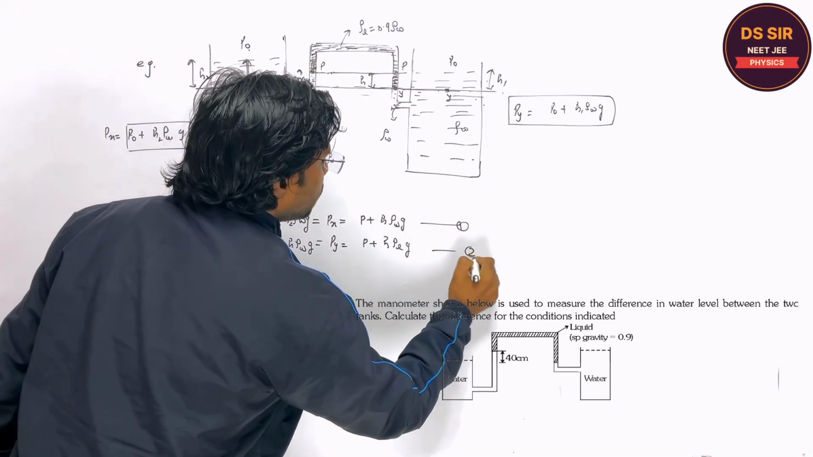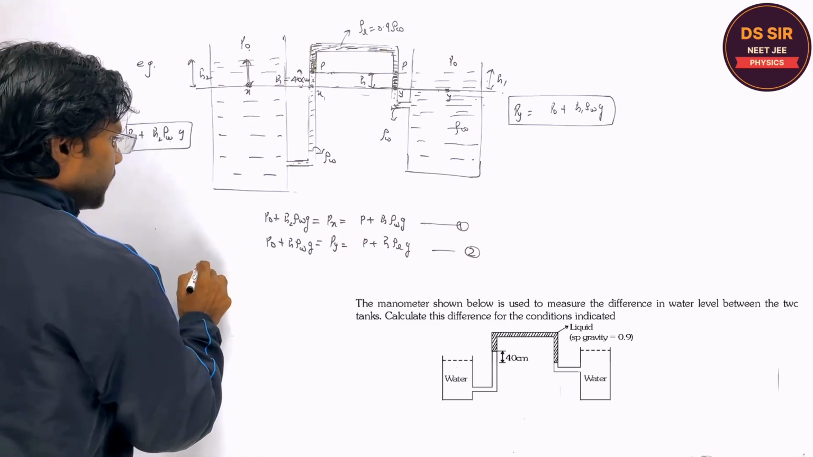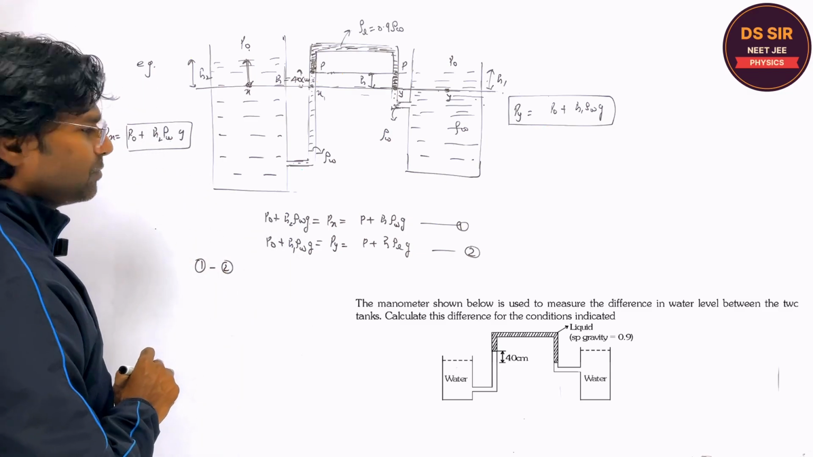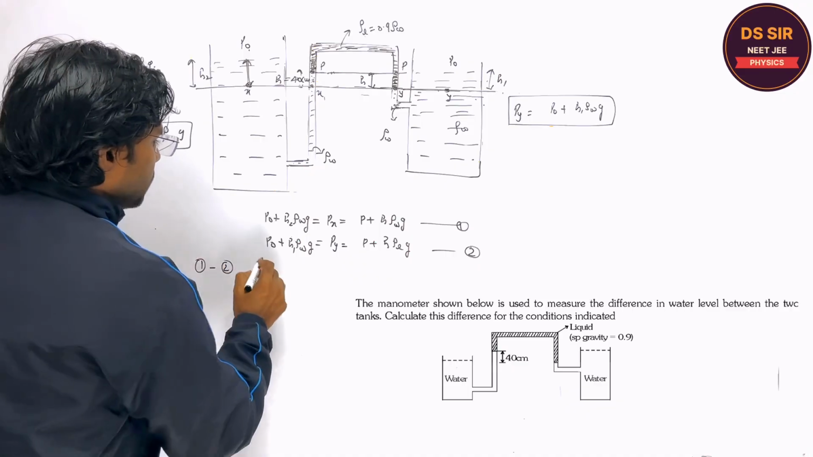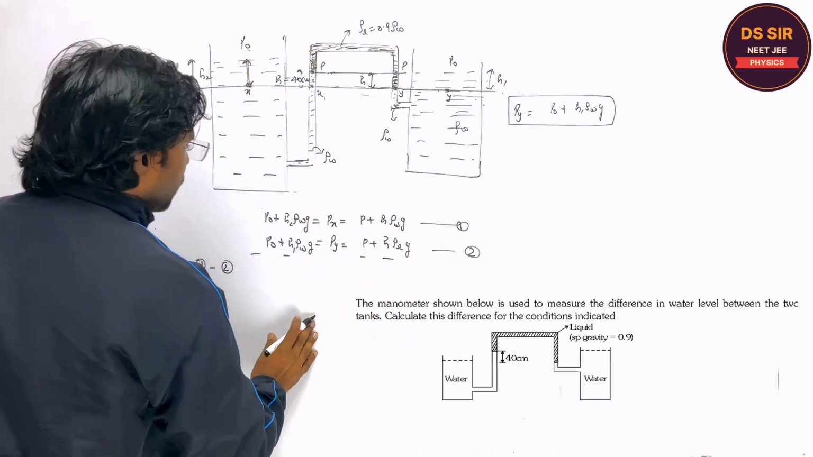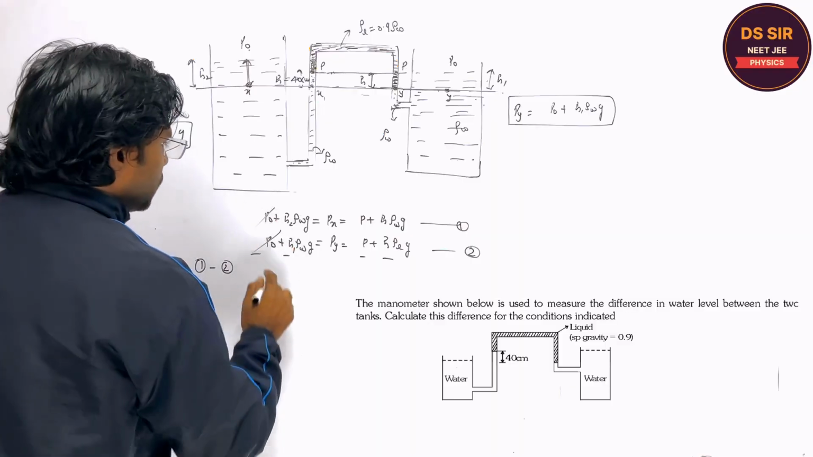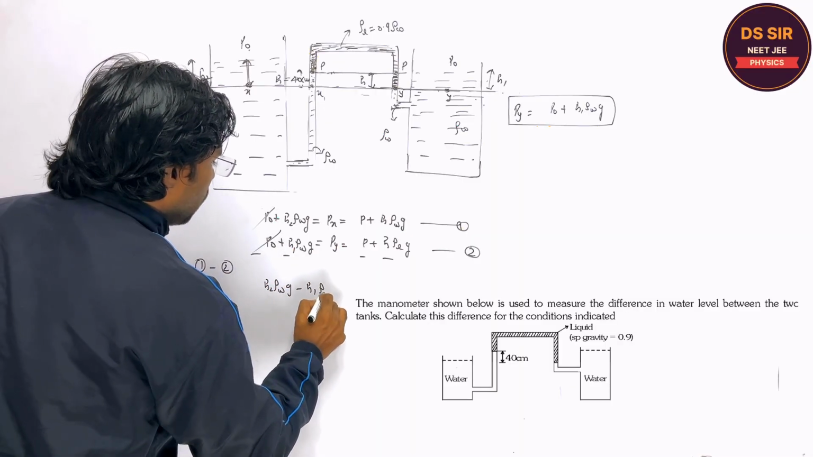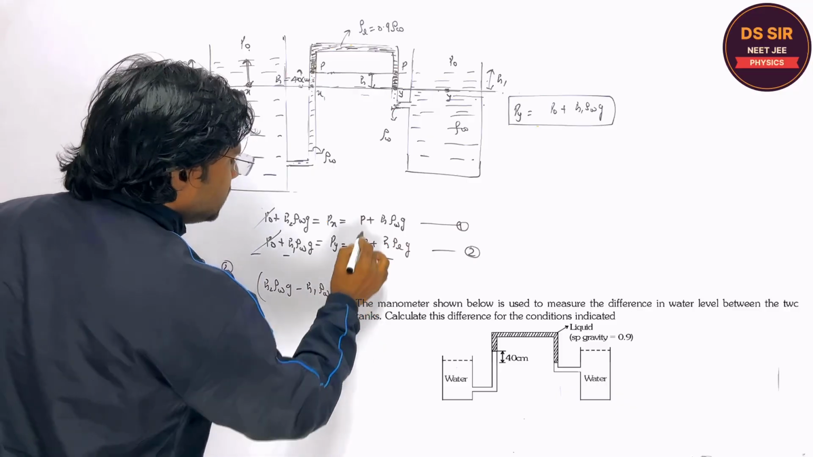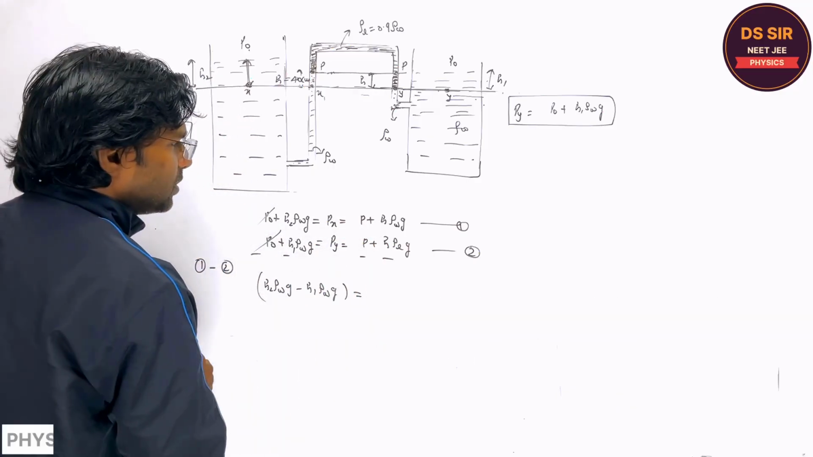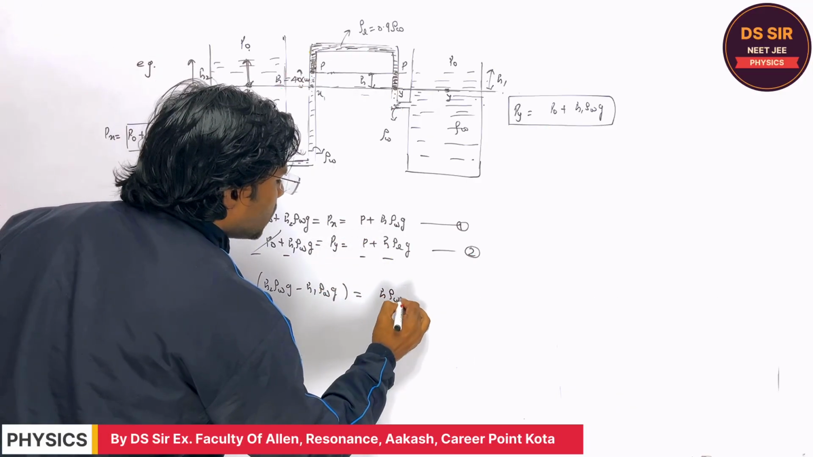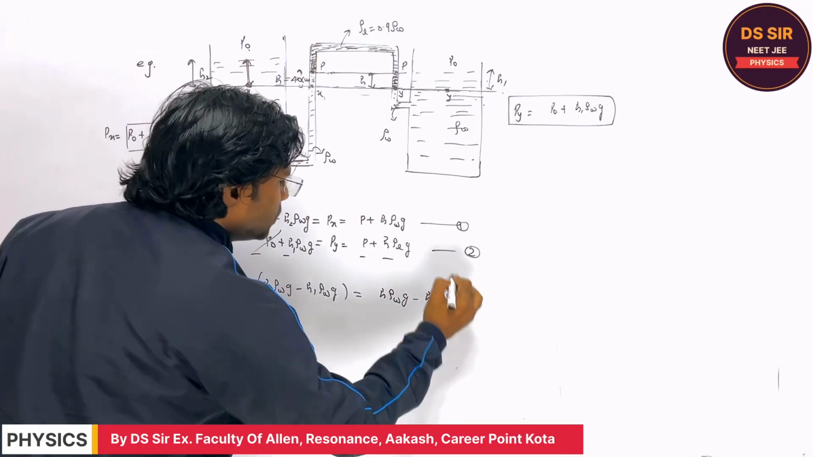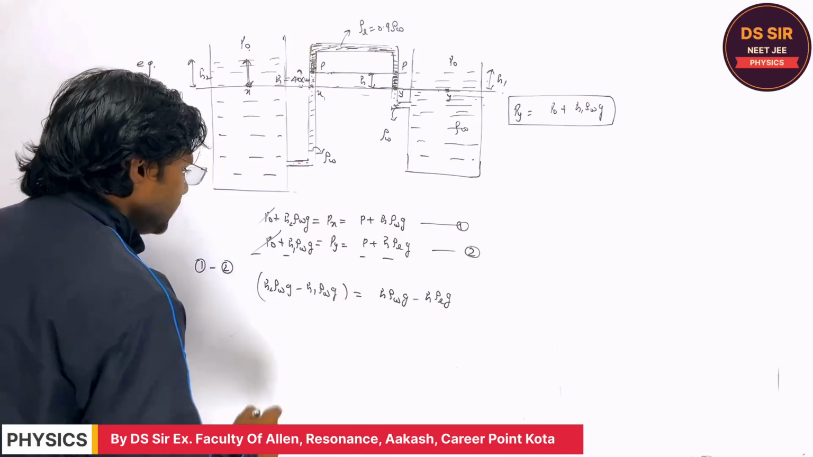This is equation 1, equation 2. If you subtract equation 1 minus 2, then it will be easy. So P0 minus P0, they will cancel. So H2 rho water G minus H1 rho water G, and this pressure will cancel out. So H rho water G minus H rho liquid into G. G will again cancel out.